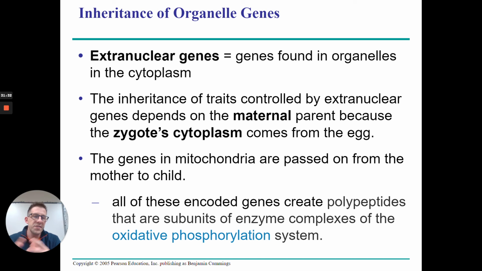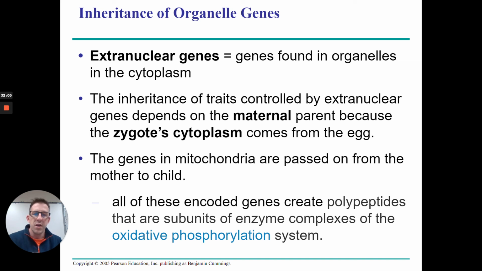Additionally, and this is an example of extracellular inheritance, we see genes that are not in the nucleus. These are genes found in organelles in the cytoplasm. There are effectively two places where we see genes found outside of the nucleus: in the mitochondria and in chloroplasts. Both of those organelles actually have their own DNA.